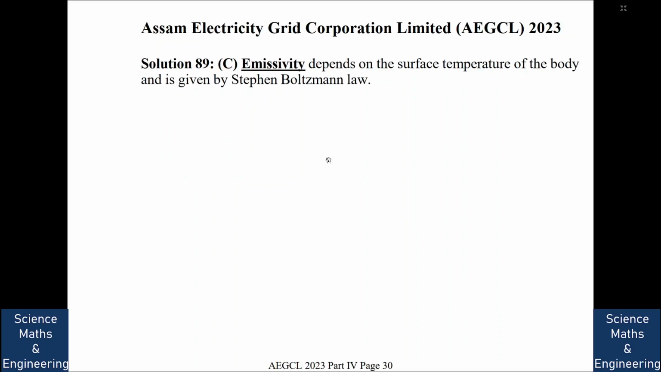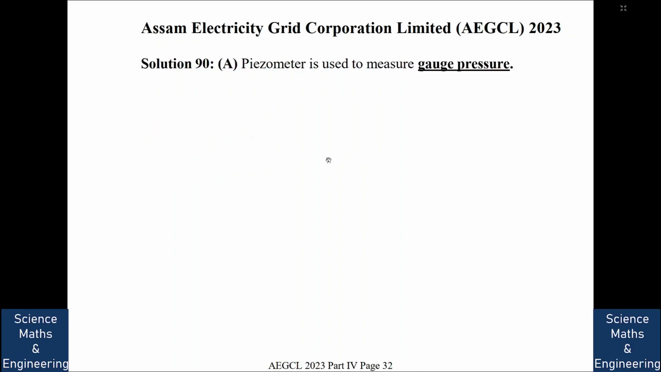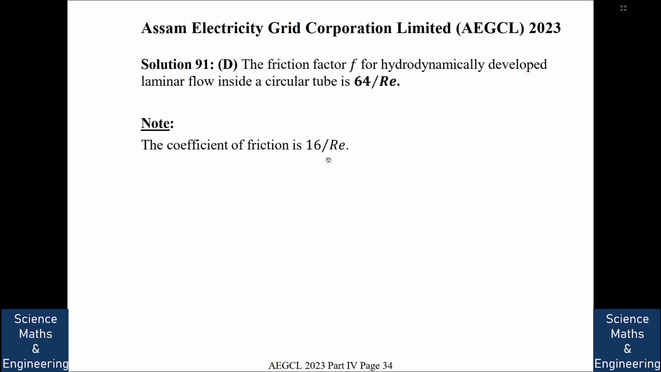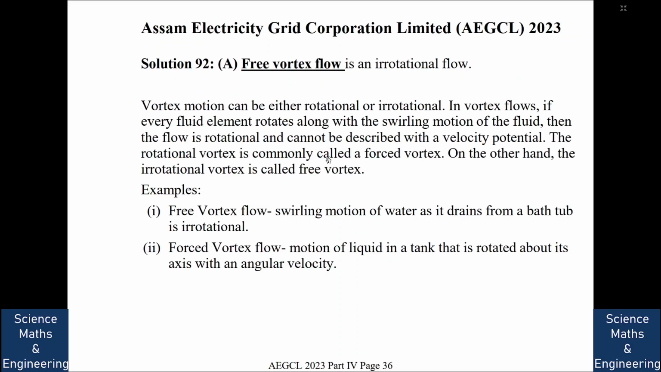Okay. So next question. Piezometer is used to measure. So piezometer is used to measure gauge pressure. Okay. Next question. The friction factor F for a hydrodynamically developed laminar flow inside a circular tube is, so it is equal to 64 by Re, and the coefficient of friction would be 16 by Re. So next question. Which one of the following is an irrotational flow? Okay. So the answer is free vortex is an irrotational flow.